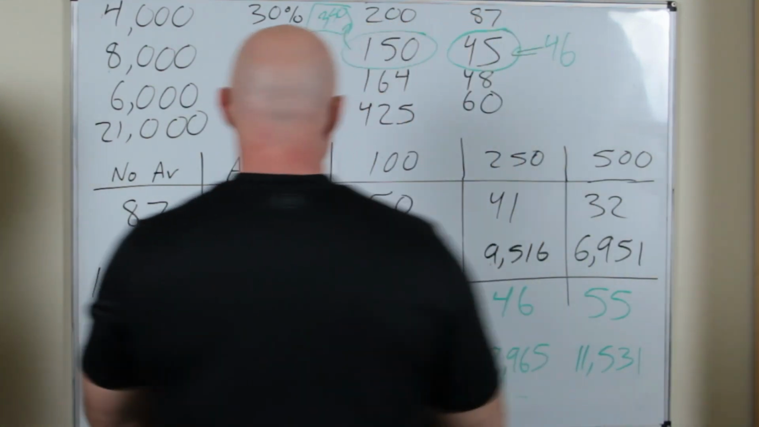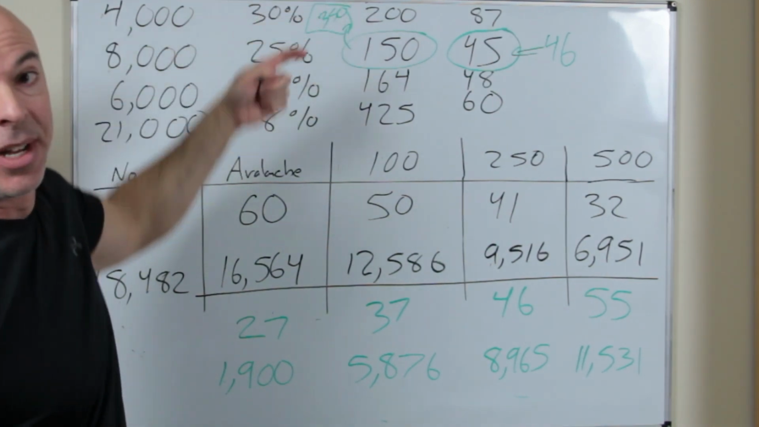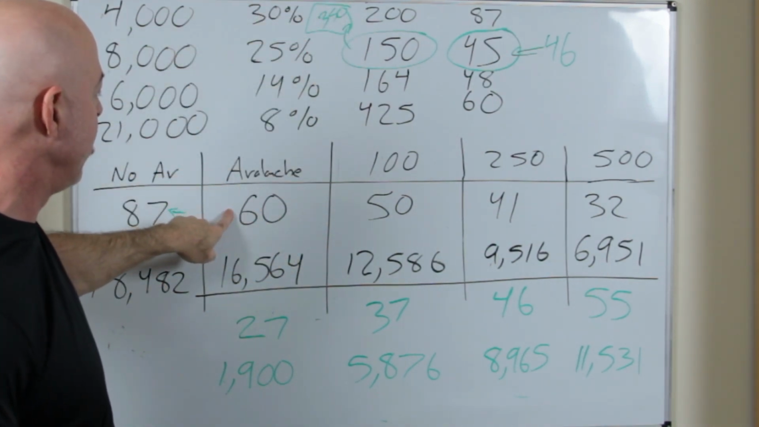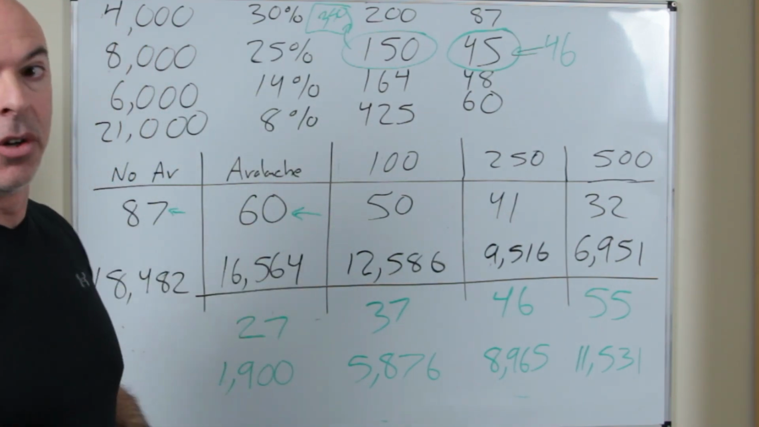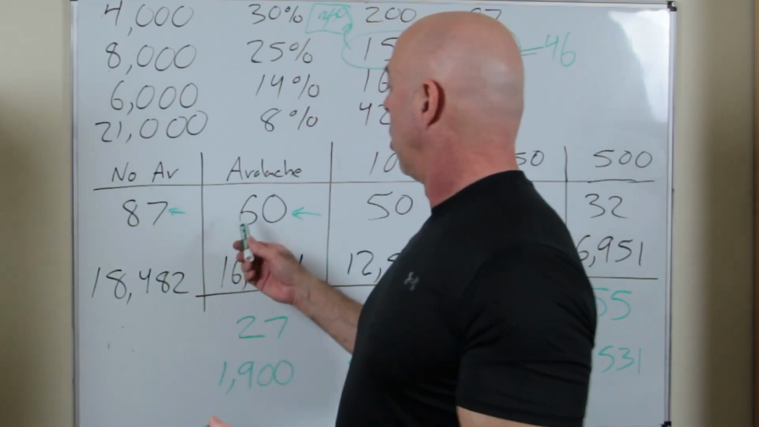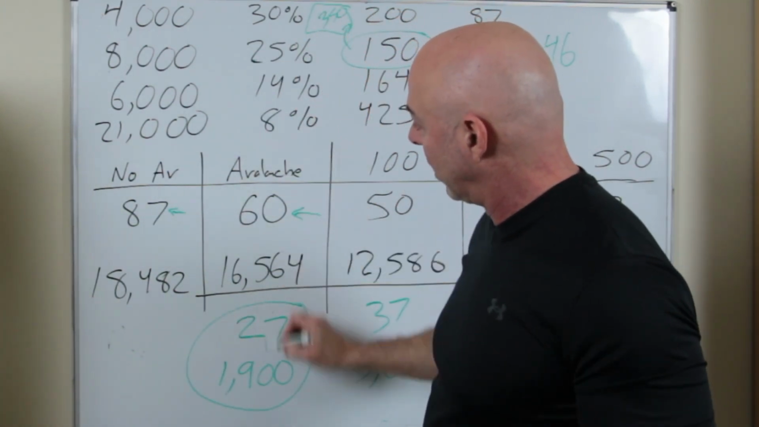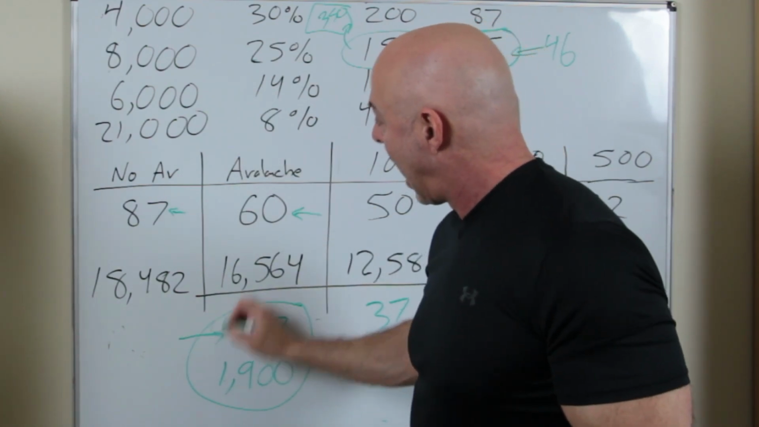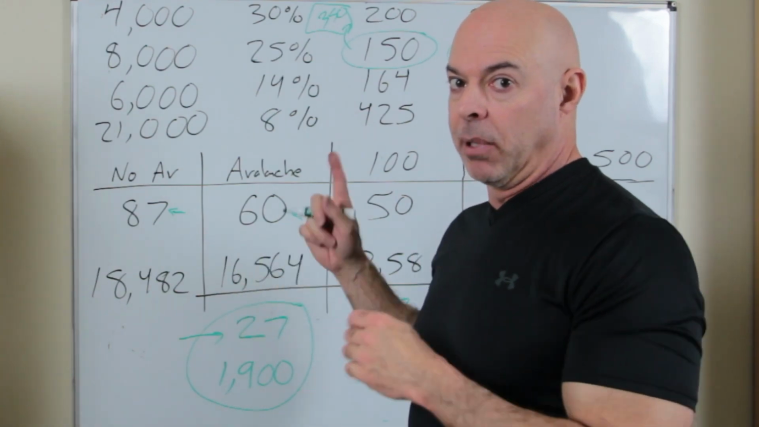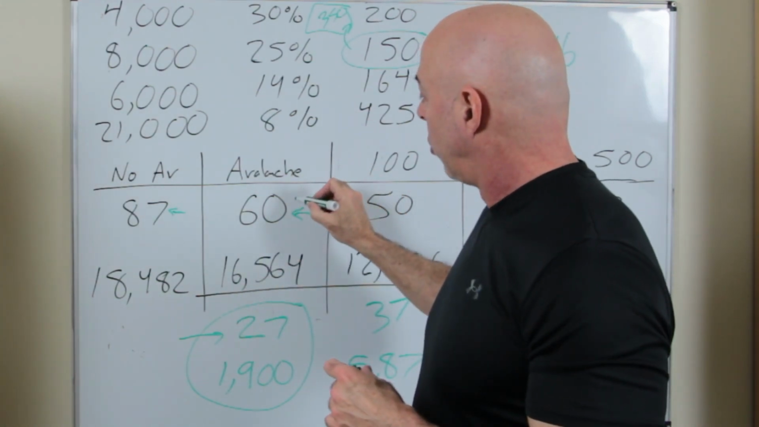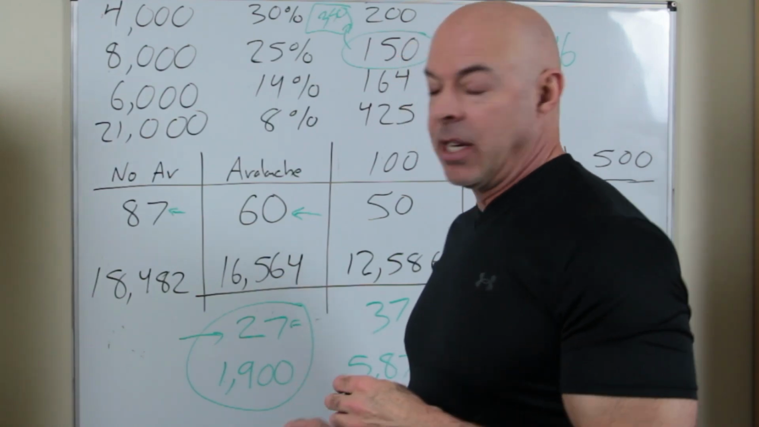Okay. If you're going to apply the Avalanche method, like we said, and move the money to the next debt, you're going to end up at just 60 months, and it's going to cost you $16,500 in interest. So what's the difference there? Well, the difference is, I put it in green, you're going to save by using Avalanche. And remember, the Avalanche method does not require you to come up with any additional money. You're just applying it to the next debt. So you're going to save 27 months, which is 2 years, and you're going to save $1,900.